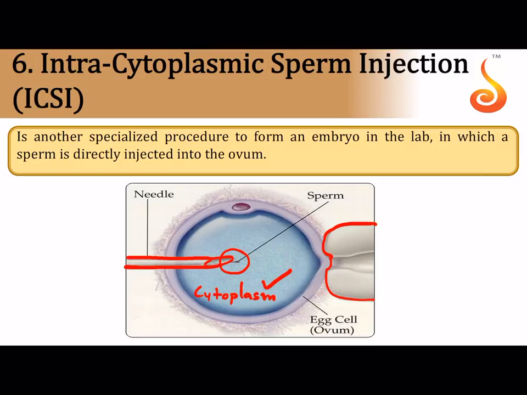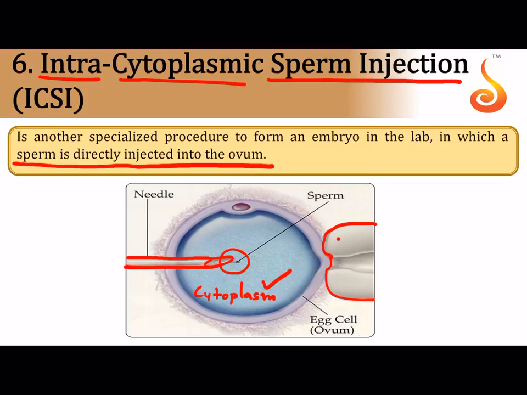So here, please remember, as the name indicates, intracytoplasmic. Intracytoplasmic means inside the cytoplasm of the egg. What is being injected? The sperm is being injected to bring forth what? Successful fertilization. See, the sperm is directly injected into the ovum. The ovum is held in place through suction, and a needle, a very fine needle, is pierced into the egg, and the sperm is delivered directly into the cytoplasm of the egg. Is that clear? Intracytoplasmic sperm injection.